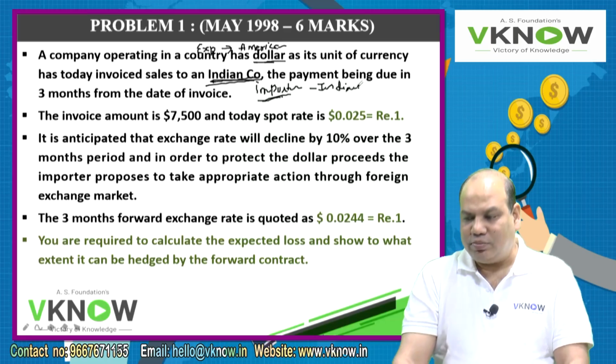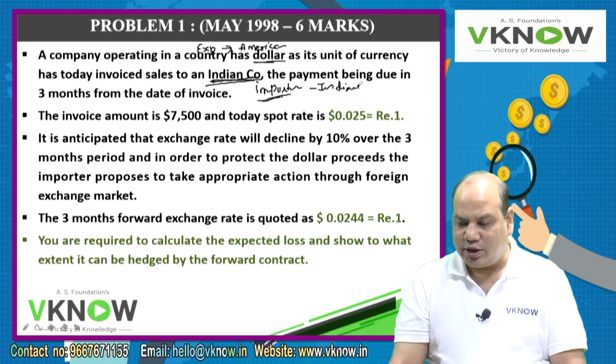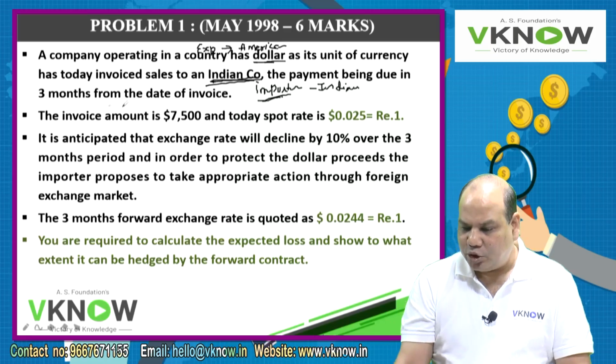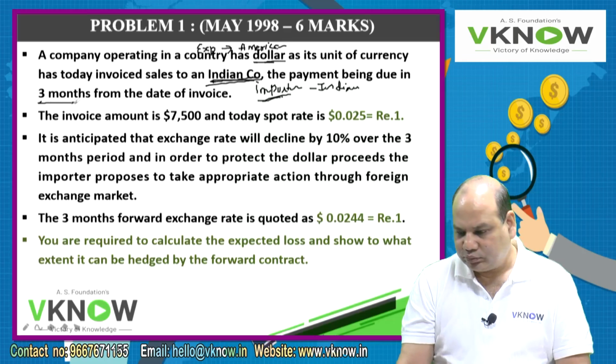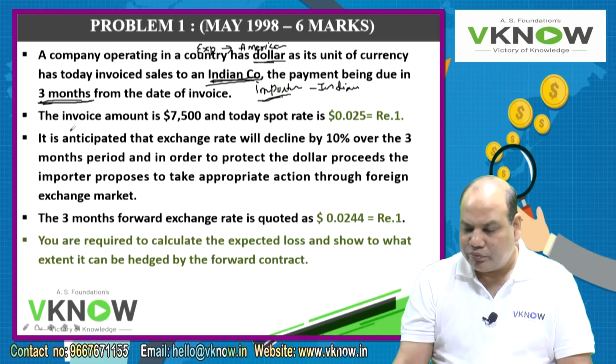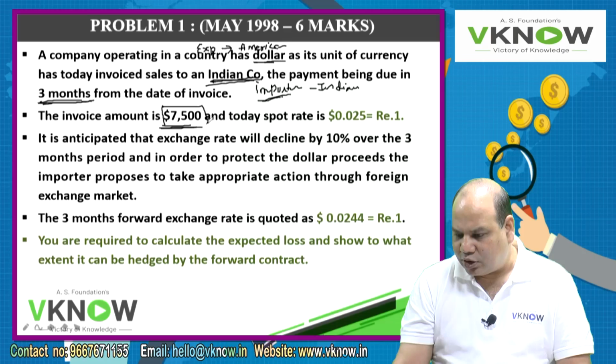An American company has exported goods to an Indian company, the payment being due in 3 months. So the Indian importer will make payment to the US exporter after 3 months from the date of invoice. The invoice amount is $7,500. Dollar is the currency of the exporter.